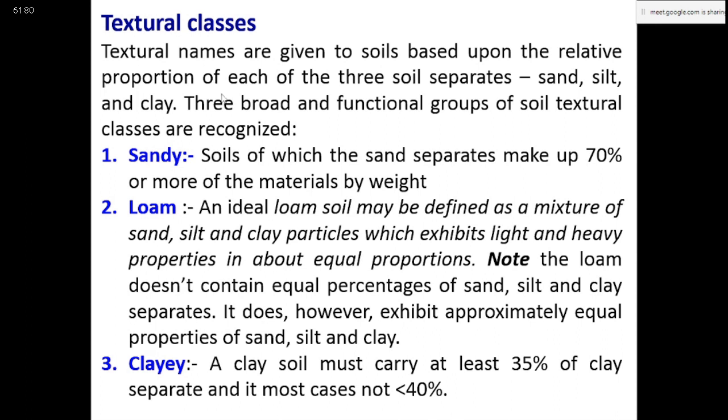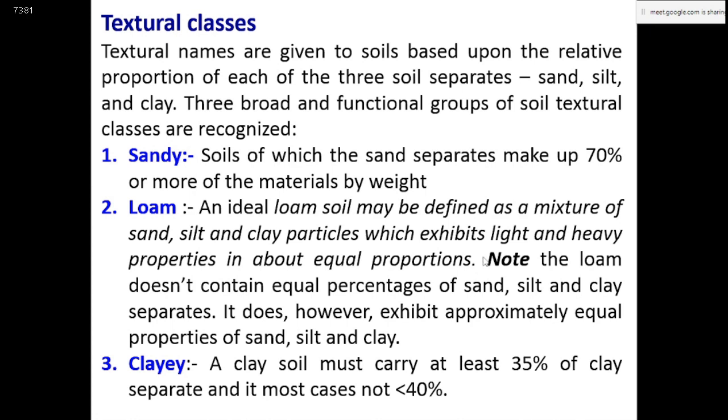Texture classes. Texture names are given to soil based upon the relative proportion of each of the three separates: sand, silt, and clay. There are three broad and functional groups of soil textural classes. Sandy soil has a large amount of sand separate, more than 70% of material by weight. Loam: an ideal loam soil may be defined as a mixture of sand, silt, and clay particles which exhibit light and heavy properties in about equal proportion.